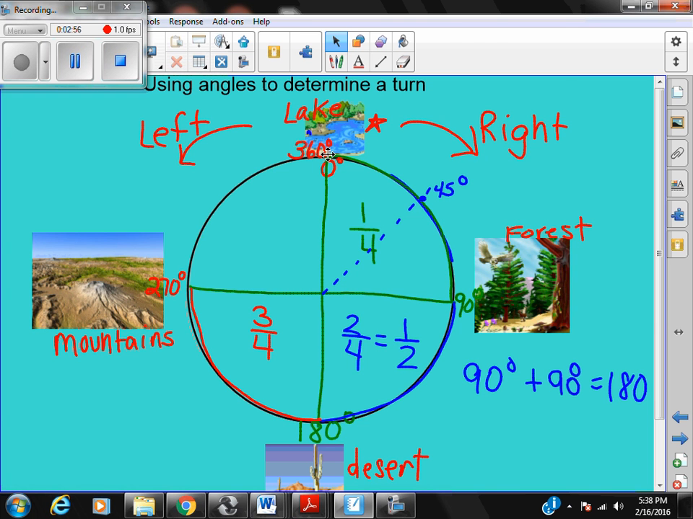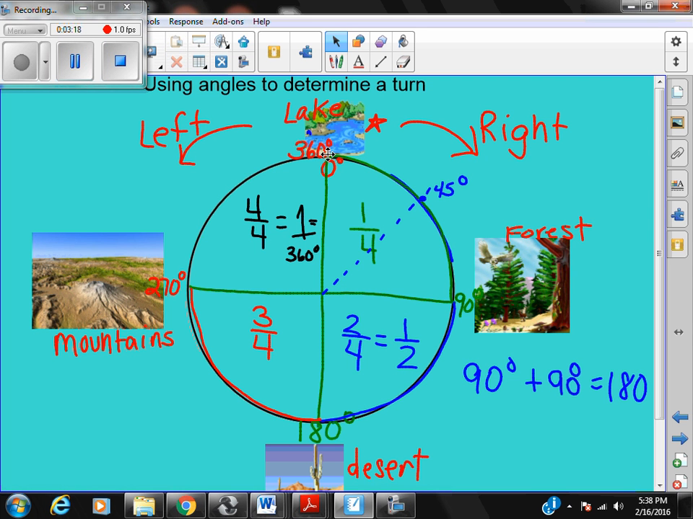Now, I didn't fill in the last fourth of the circle, but hopefully you realize that if I go another 90 degrees, that would be 4/4 of a turn, or 1 full turn. So 1 full turn is also equal to 360 degrees. So all of those things mean the same thing.